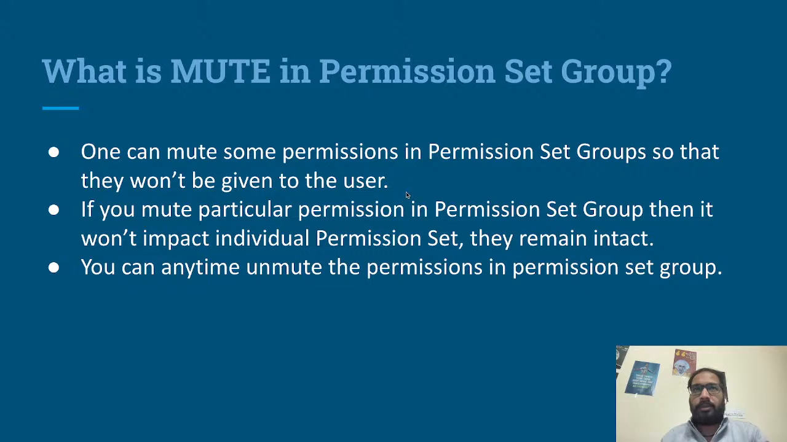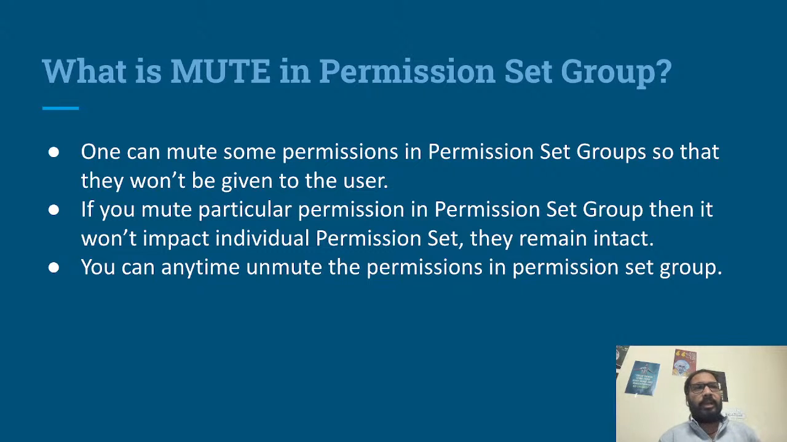So you can just mute. Mute means those permissions are part of the permission set group, but they are disabled now, and the user won't be able to access those permissions. Now you might be thinking, if we mute any permission in a permission set group, will it impact that individual permission set or not? The answer is no. If you mute particular permissions in a permission set group, it won't impact the individual permission set. They remain intact, right? So your separate permission set will be intact.